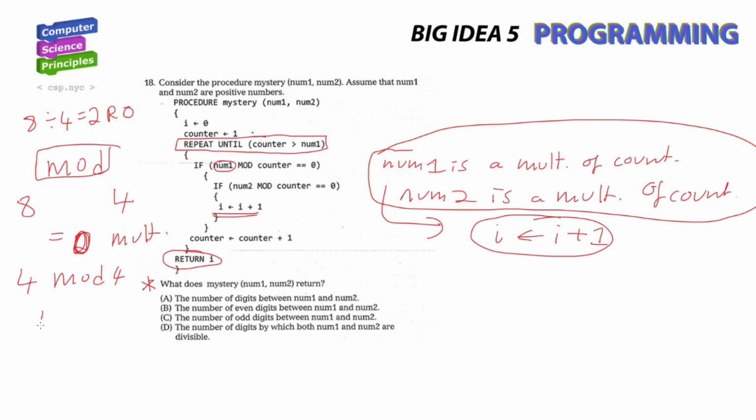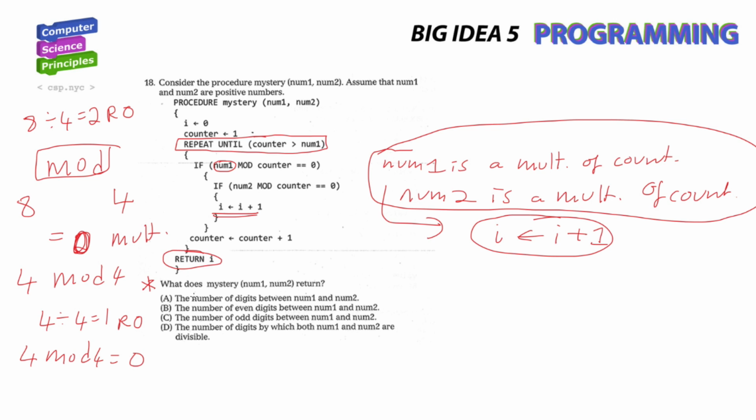And the same here. 4 divided by 4 equals 1. The remainder is 0, so 4 mod 4 equals 0. And so we know that 4 is a multiple of 4. So basically, because of what we said over here in this big bubble, num1 is a multiple of counter and num2 is a multiple of counter. When both of these two things are true, we get our I number. It returns I, which is incrementing those. It's a sum of them.